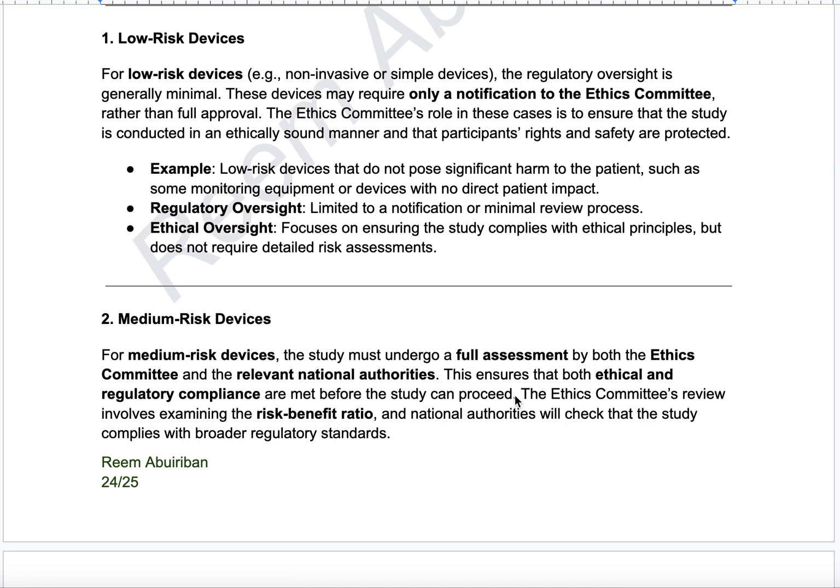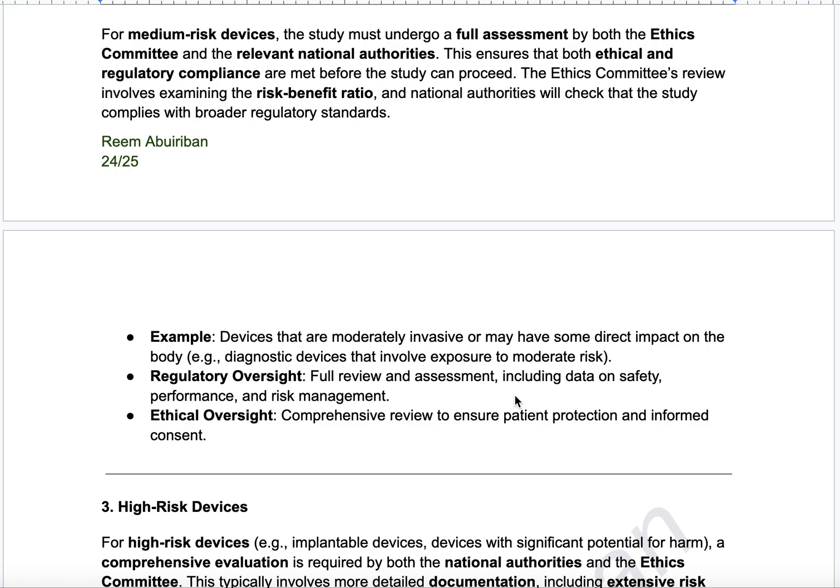Medium risk devices: for medium risk devices, the study must undergo a full assessment by both ethics committees and relevant national authorities. This ensures that both ethical and regulatory compliance are met before the study can proceed. The ethics committee review involves examining the risk-benefit ratio. The national authorities will check that the study complies with the broader regulatory standards.